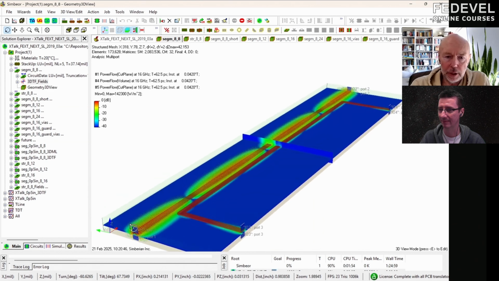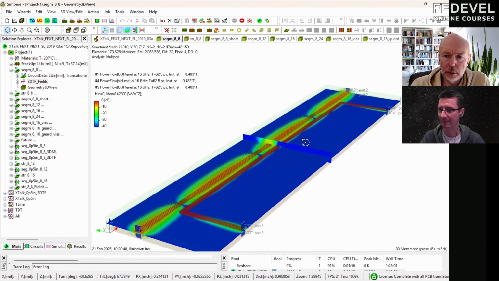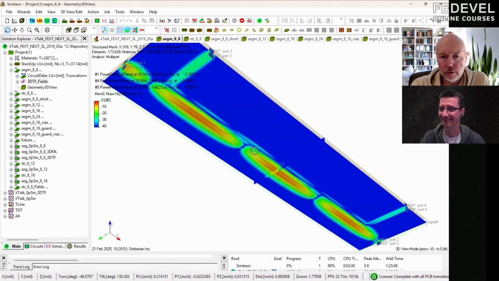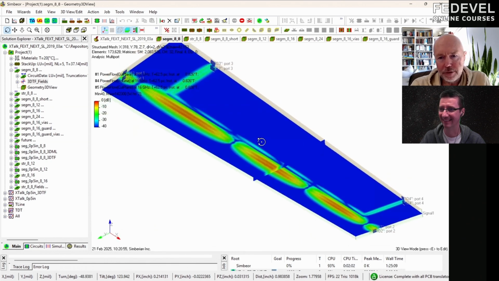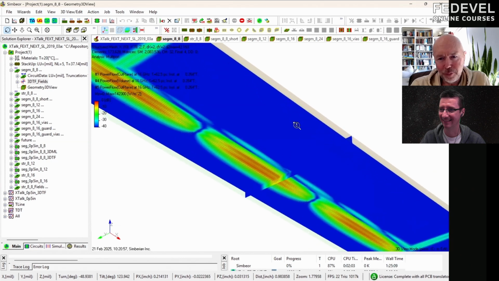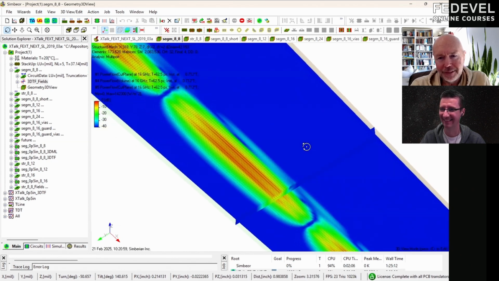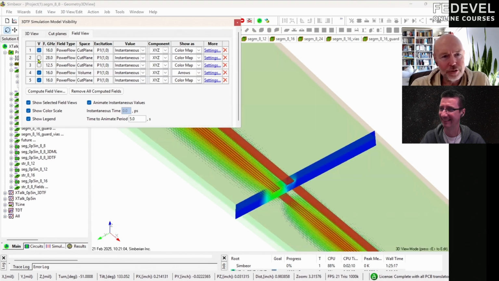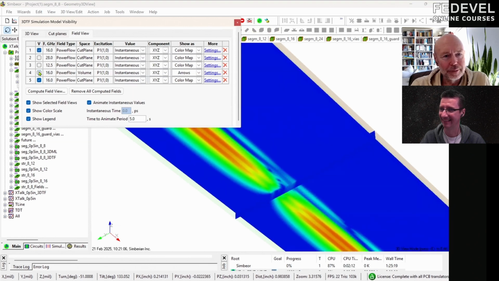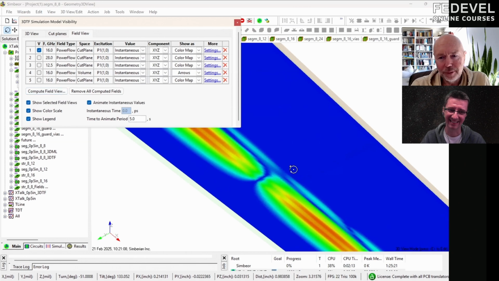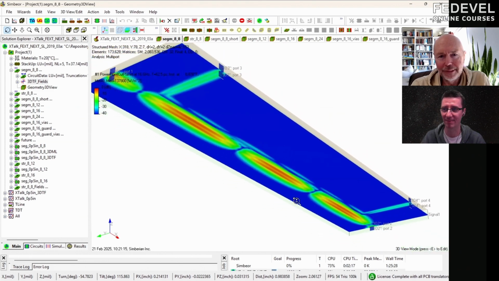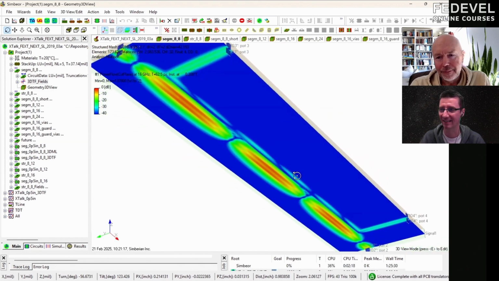And the aggressor line is straight, and we can see the victim is getting the crosstalk. And there is some, you can see this power flow along the victim line. Let's just uncheck some of those. This one. This is so cool. This is really so cool. I really hope this will help many people to visualize what is really happening around the tracks.